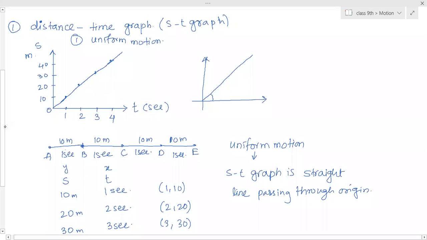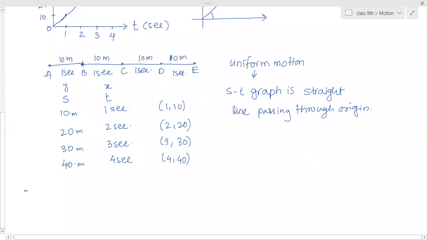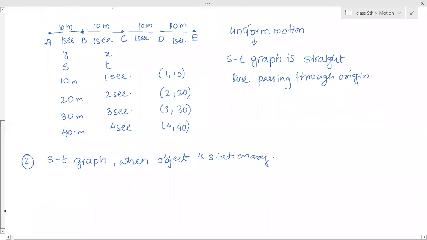Now the second graph for the S-T graph, that is, the distance-time graph, is when the object is stationary. That means the object is at rest. Then which type of graph will we get? The object is stationary, that means it is not moving at all. Right now you are sitting in front of your laptop or mobile. That means you covered some distance initially from one room to this room, and then for the last 1 hour you are sitting at the same position. So time is going on, but you have not changed your position.